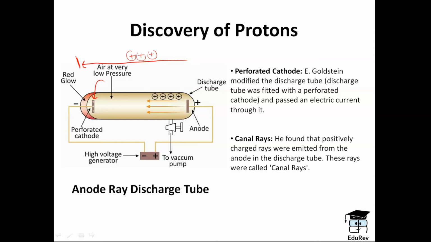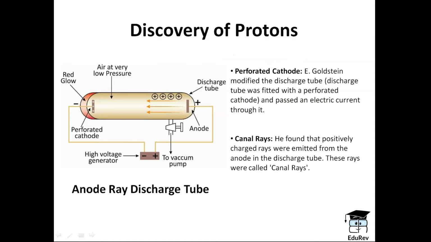Goldstein named something traveling from anode to cathode anode rays, as they were emerging from the anode and were attracted towards the cathode. Two more names were given to the anode rays. One was the canal rays. Another name was the channel rays. This is because they are traveling through a cathode which is having holes, or a perforated cathode. That's why they were given the names canal rays, channel rays, or anode rays.